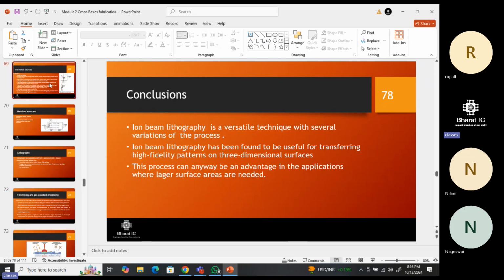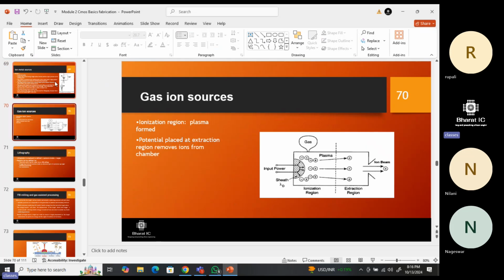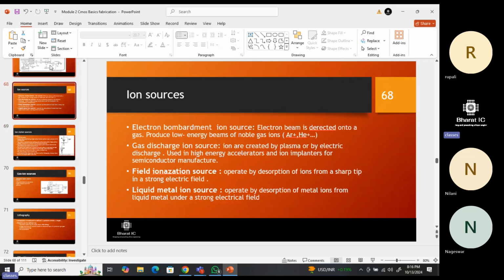Up till here, this is the way we create the ion sources. The two ion sources are gas ion sources and metal ion sources. In metal ion sources, there are field ionization sources and liquid metal ionization sources. How are these done? Using electron bombardment or plasma, they will be using one of these. This is how the ions are being created.